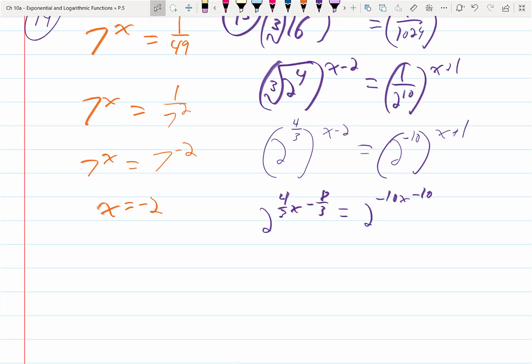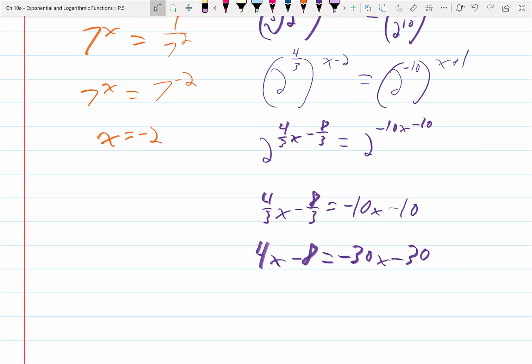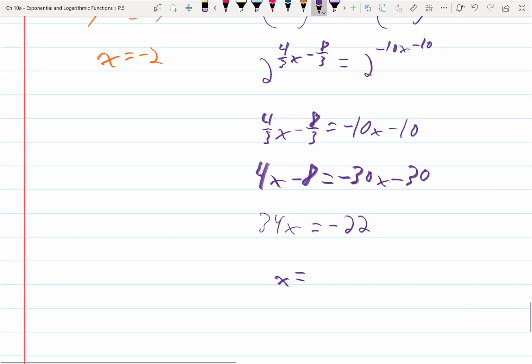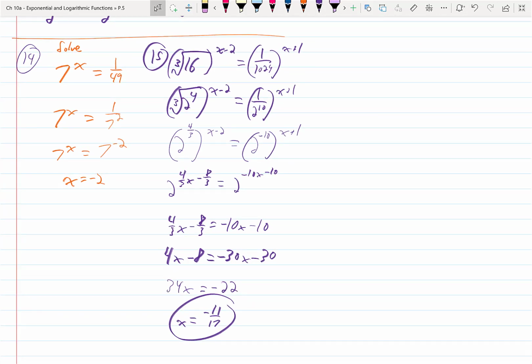Now you can drop the bases. 4/3 x minus 8/3 has to equal negative 10x minus 10. And you're on for a regular solve from there. Multiply by 3. Add 30 to both sides. 26x, add 8 to both sides equals negative 22. Wait, no, it'd be 34, you're right. And we get x is equal to negative 11/17. So all of that is built around making both sides be the same base.